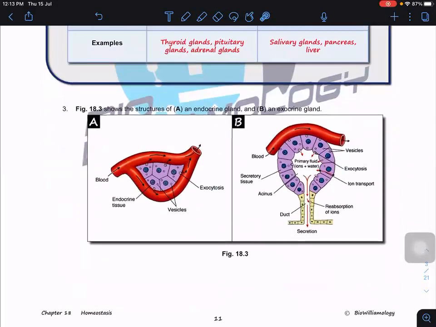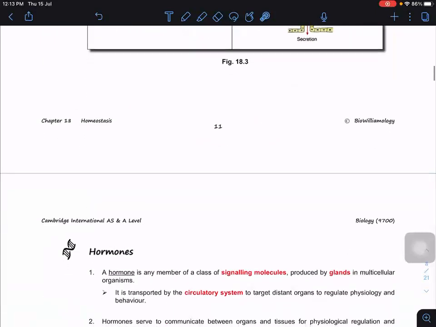Can you see the structure of the endocrine gland? These are the cells. The cells release by exocytosis into the tissue fluid, and from the tissue fluid enter into the blood capillary. How about the exocrine glands? They empty their secretions into the duct, and the duct then enters onto the surface of the epithelium. This is a blood vessel, but the blood vessel is not involved in the transportation of the secretions of the exocrine glands.